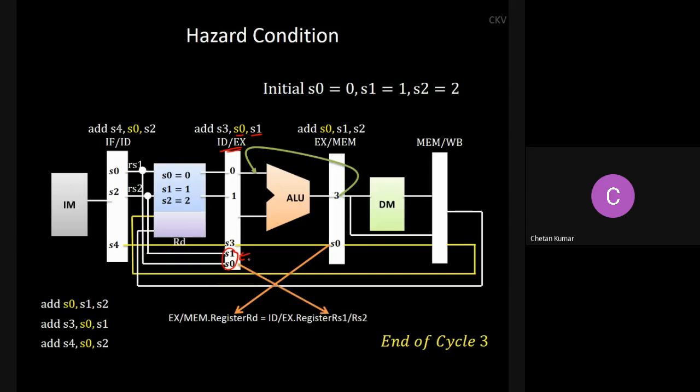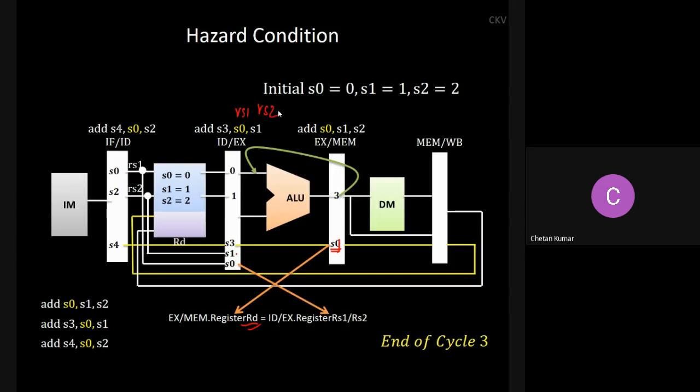Then you will be able to compare. Okay, so here one of the conditions is matching. So your destination, which is there in the RD field, is matching with the source. Okay, so now there are two possibilities. It could be in the RS1 field, or it could be in the RS2 field. You have to check for both the conditions.